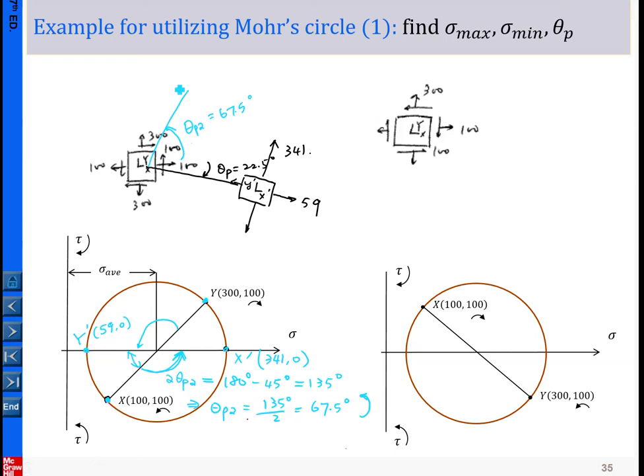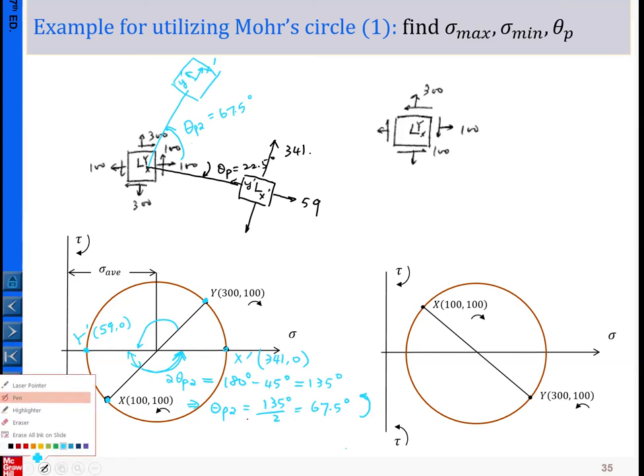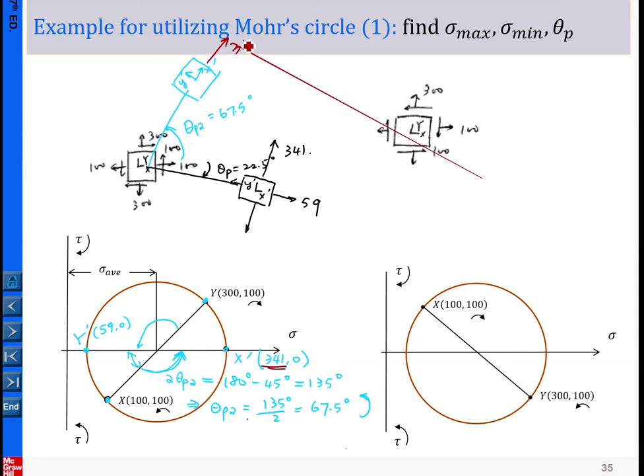Okay, and then let me draw the stress element here. So right now, x has been rotated to x prime, and y to y prime, and in the x prime direction we have the normal stress 341, and in the y prime direction we have the normal stress 59. Okay, so that is symmetric. That should be in this way, 341, 59.